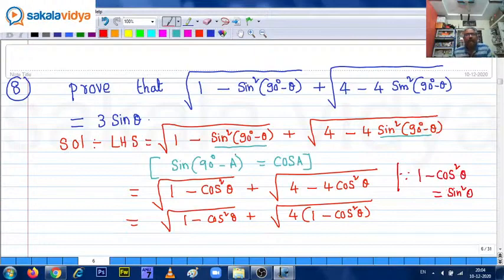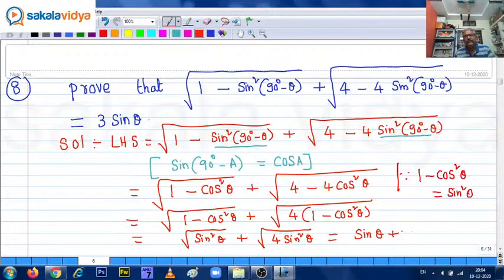Right now we can write root of sine square theta plus root of 4 sine square theta. Root of sine square theta is sine theta, plus root of 4 sine square theta is 2 sine theta. 2 sine theta plus sine theta is 3 sine theta. So this is the RHS. Hence it is proved.